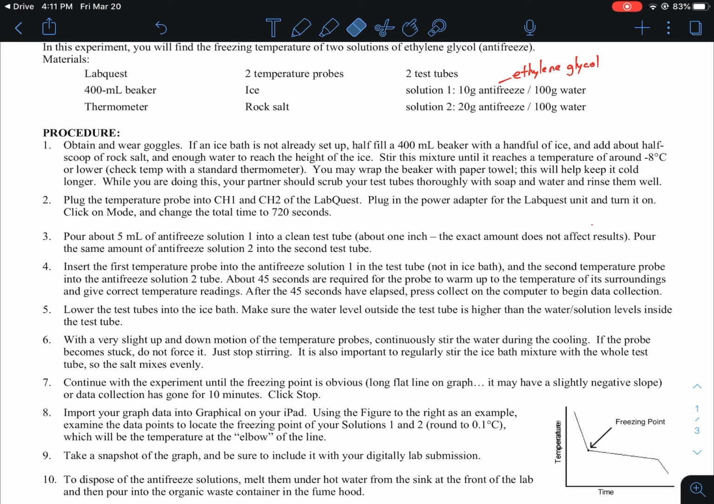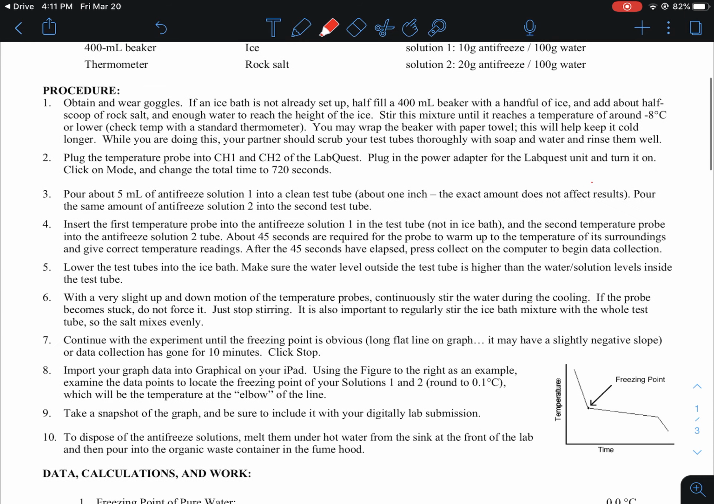This whole portion here talks about making your ice water salt bath, which you've done before. You did this with the melting and freezing of water lab. We would get it down to probably -8 or -10 degrees, which would provide us with plenty of coldness, for lack of a better term, for the lab to happen. You would change the mode on the LabQuest so that it runs long enough as it collects data.